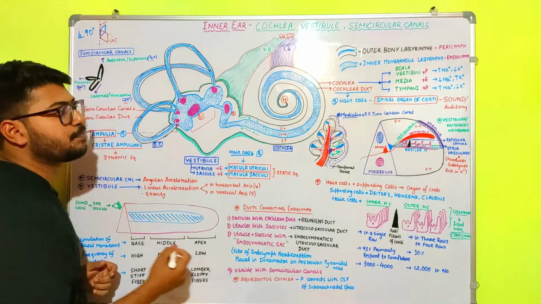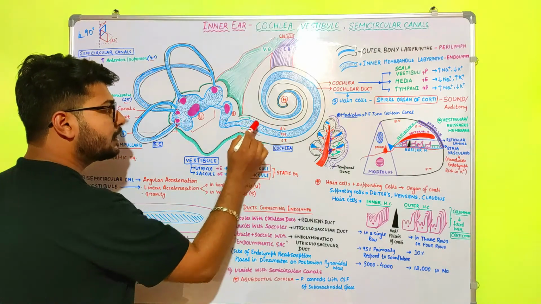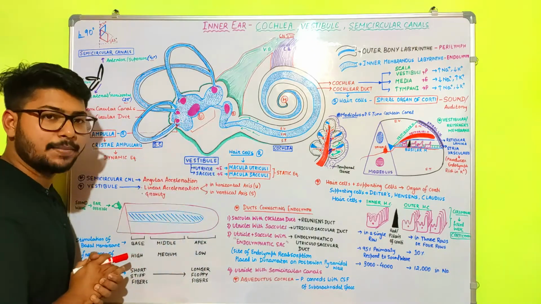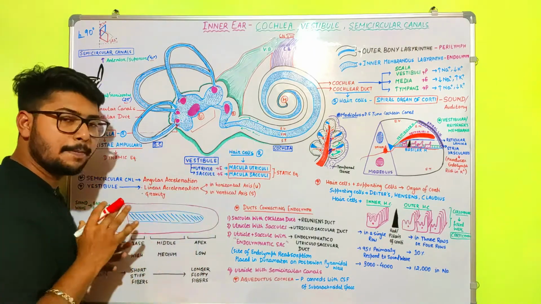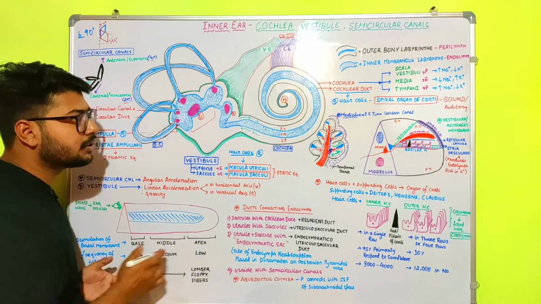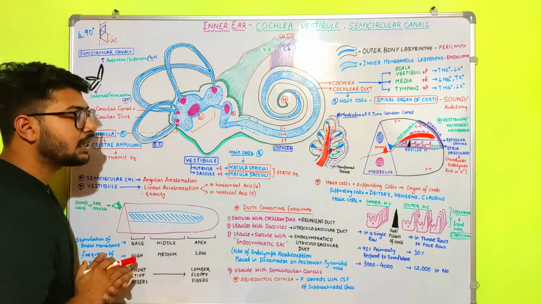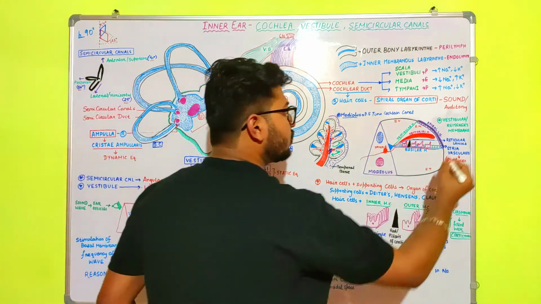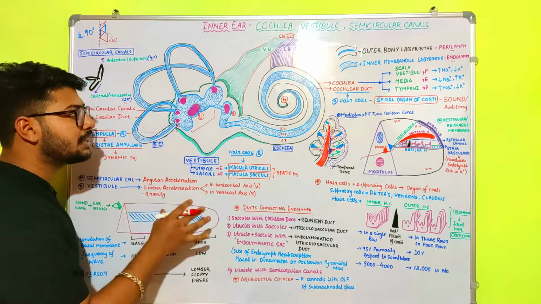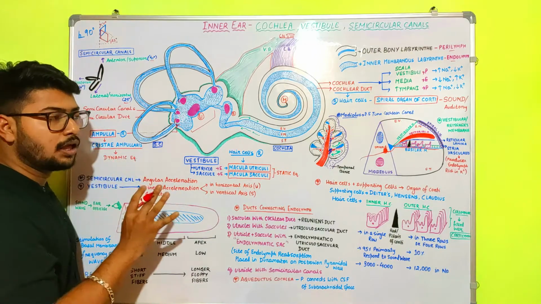What are these fluids? First of all, the space between the bony labyrinth and the membranous labyrinth is filled with perilymph, and inside the membranous labyrinth, this whole blue tubular structure, is filled with endolymph. So these are perilymph and endolymph, the kinds of fluids that are present inside the whole inner ear.